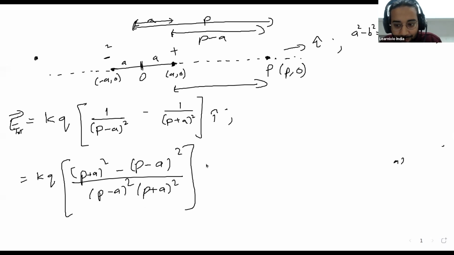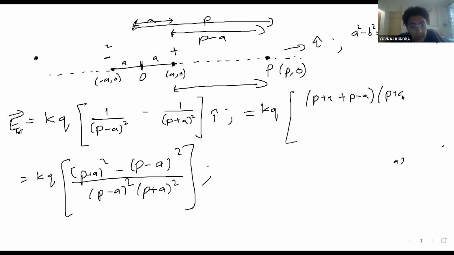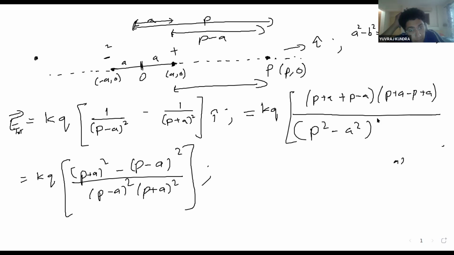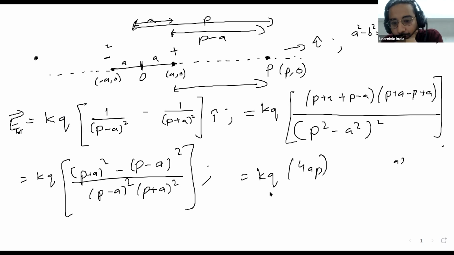So what will this be equal to? So you have kq over, with a square minus b square, p plus a plus p minus a multiplied by p plus a minus p plus a, divided by p square minus a square whole square. So makes sense? 2P into 2A. So that will be 4AP. Yes, perfect. So this will be 4ap over p square minus a square whole square.